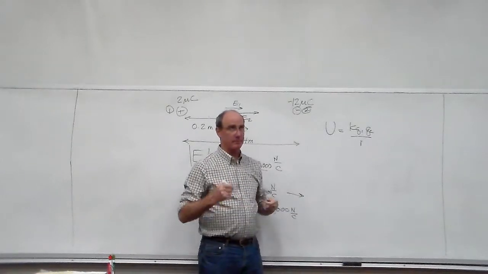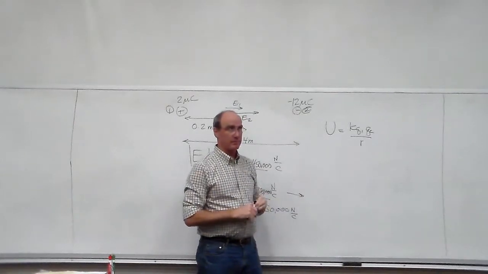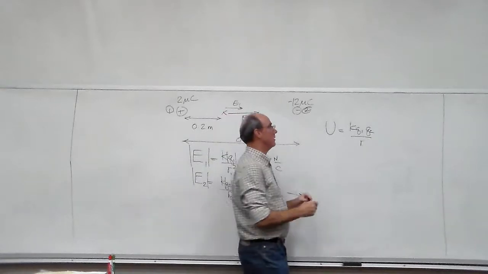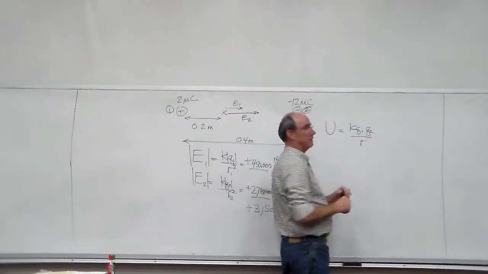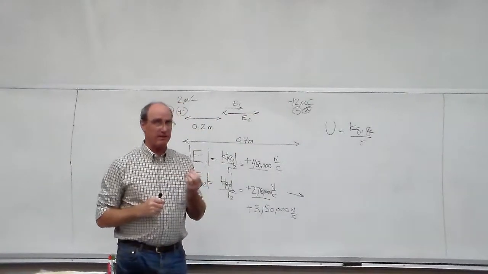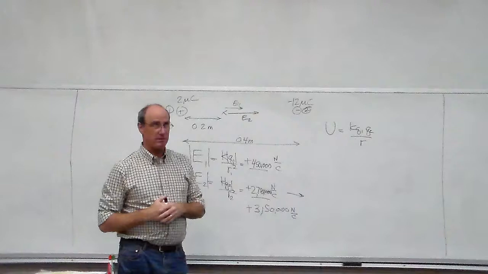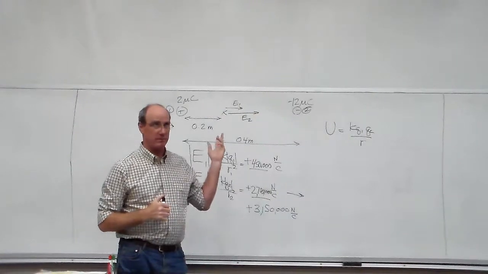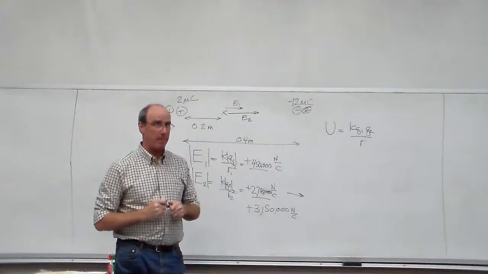What if there were more than just 2 charges? That's in the next problem. You do it from one charge to the point, and then the other charge to the point. Usually with potential energy, it gets really complicated really fast, so we try to keep it to that base.